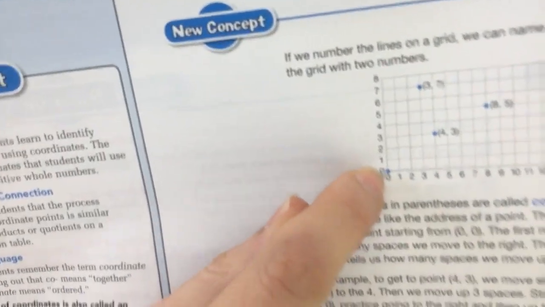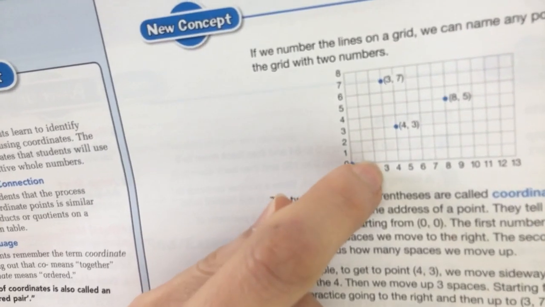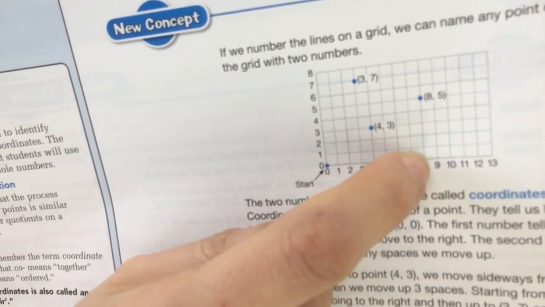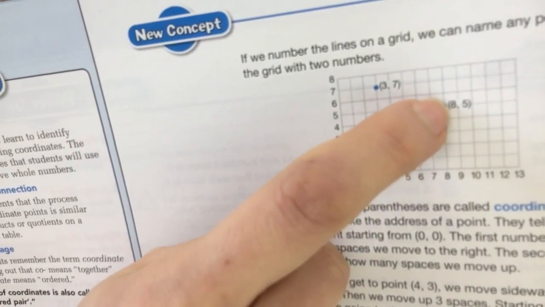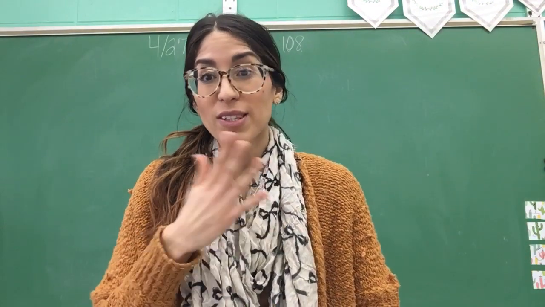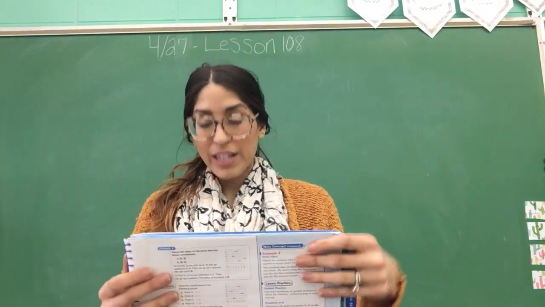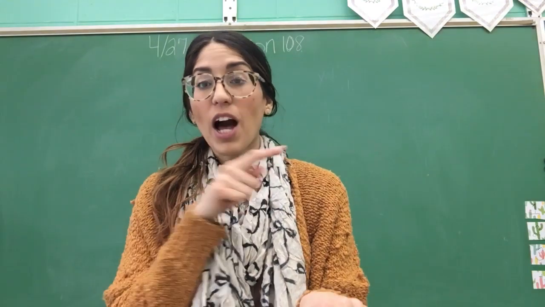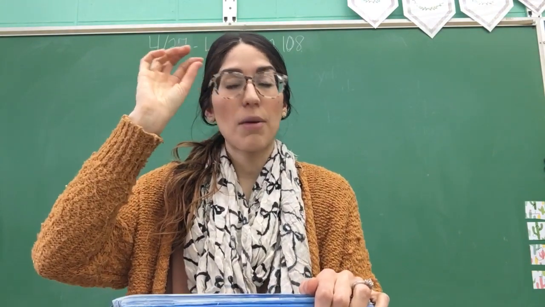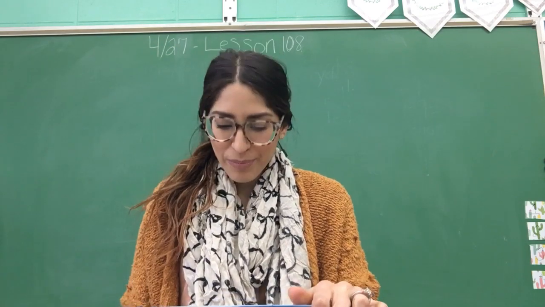Starting at 0, 0, 0, 1, 2, 3, 4, 5, 6, 7, 8. Then we go up 5 times. 1, 2, 3, 4, 5. Okay? So, pretty easy, right? Pretty simple. That's the only thing that we're learning today. Just learning how to put the coordinates on the proper dot, the proper place.